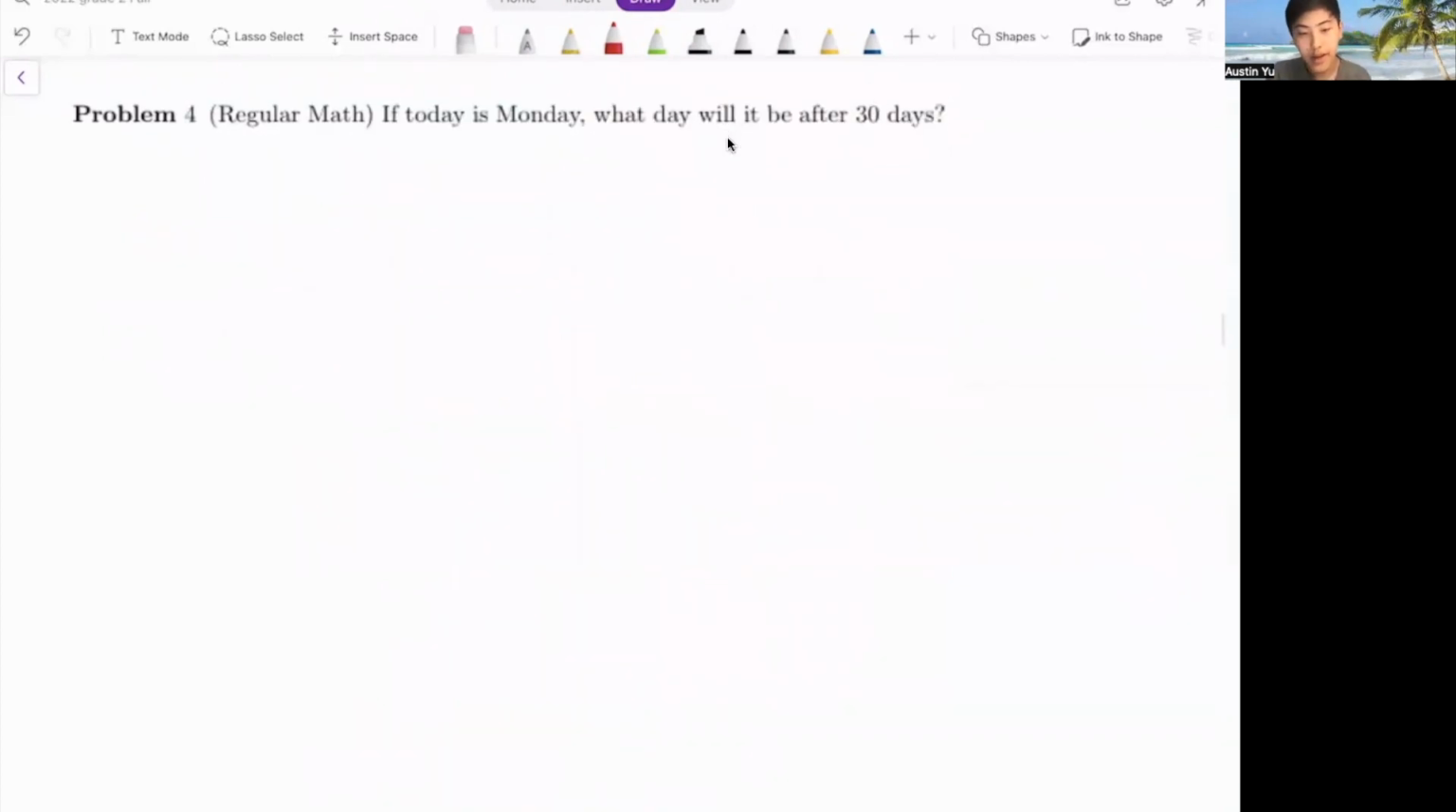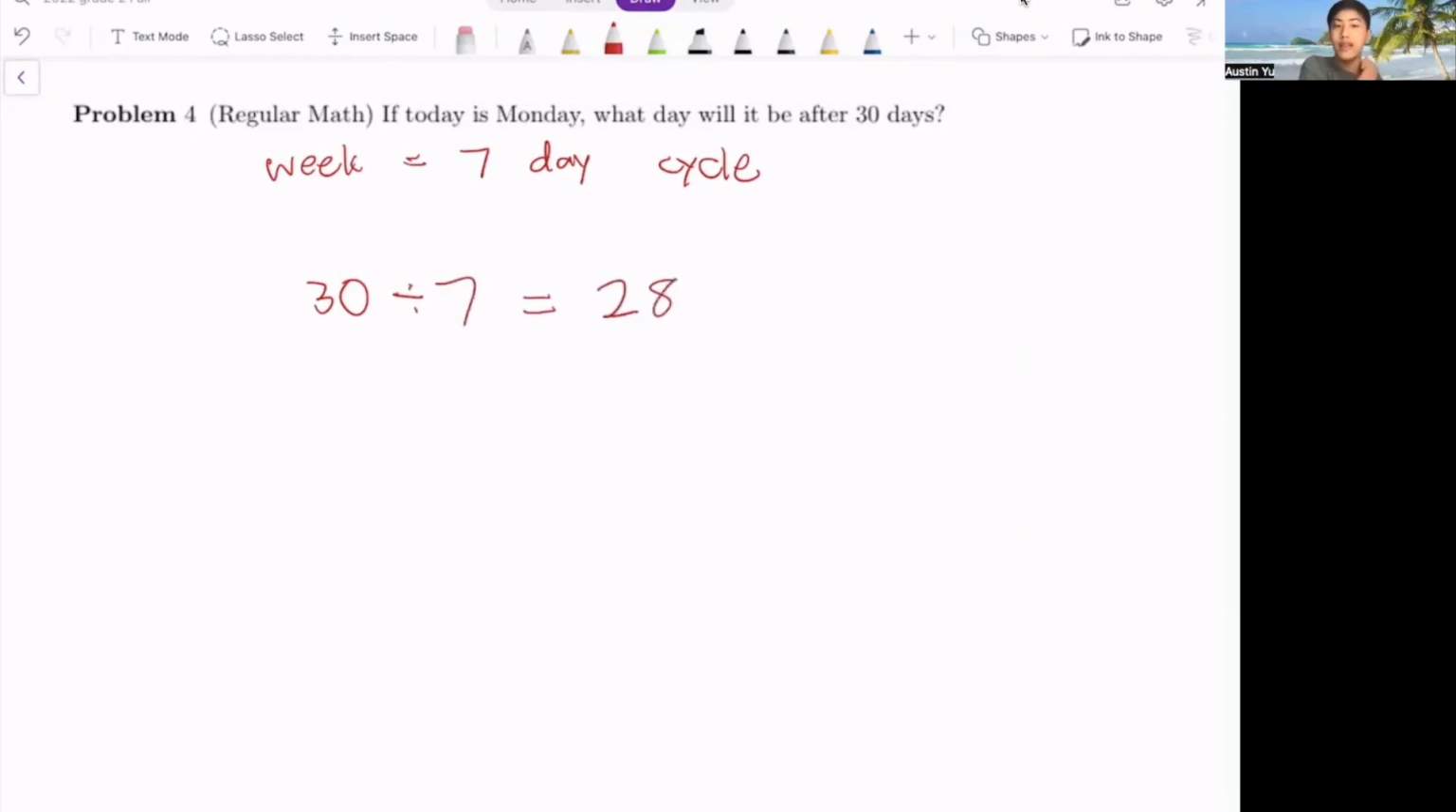Problem 4. If today is Monday, what day will it be after 30 days? Okay, so if we know that every week is a 7-day cycle, this means that we just divide 30 by 7. And we know that if we divide it, that answer will have a remainder, but for the full weeks, it will still be Monday. 30 divided by 7 equals, at most, 28, because 7 times 4 is 28, and that's the most we can get to 30 without overlapping.